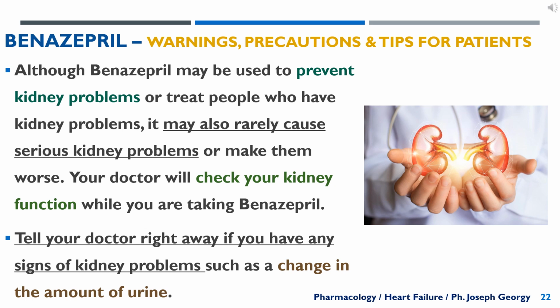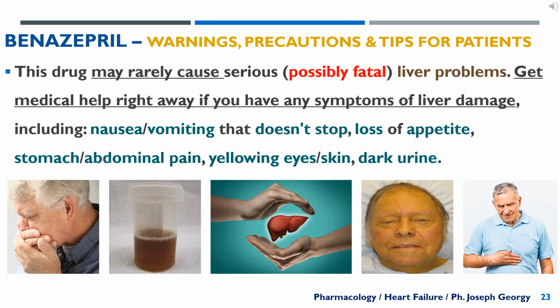Tell your doctor right away if you have any signs of kidney problems, such as a change in the amount of urine. This drug may rarely cause serious, possibly fatal liver problems. Get medical help right away if you have any symptoms of liver damage, including nausea or vomiting that doesn't stop, loss of appetite, stomach or abdominal pain, yellowing eyes or skin, and dark urine.